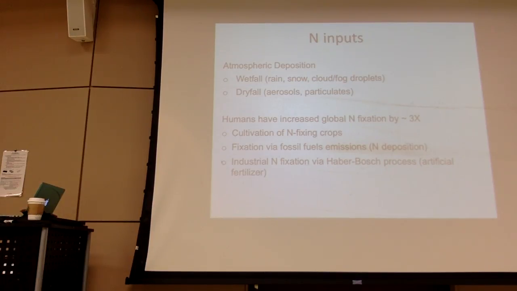Humans have increased nitrogen fixation about threefold. So we plant nitrogen fixing crops. For example, I grew up in the pinto bean capital of the United States, which is my claim to fame. We do a lot of fixation via fossil fuel emissions, which makes nitrogen particulates in the air, and so we get nitrogen deposition through dry fall. We also do industrial nitrogen fixation via the Haber-Bosch process, which is basically like we make artificial fertilizer and we pour it all over our crops. And that's a major input of nitrogen into the system.